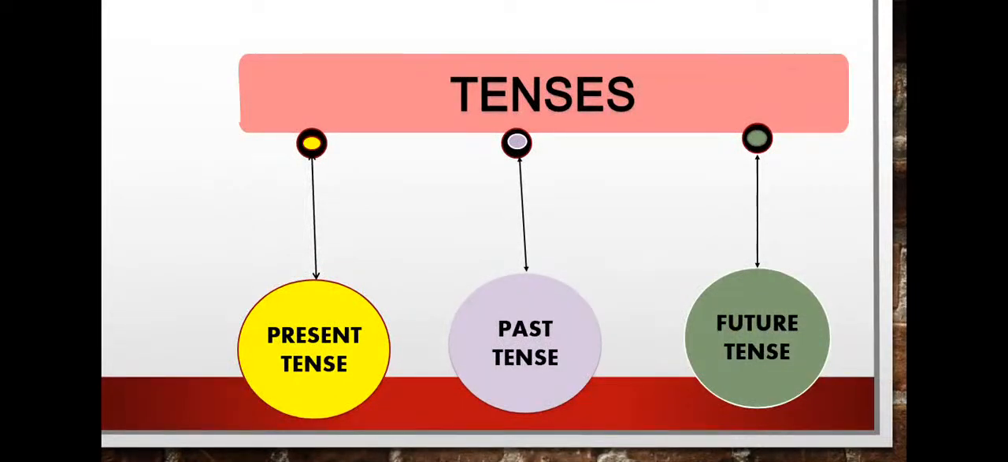So we'll have three different types of tenses, just to give you basic knowledge: present tense, past tense, and future tense.